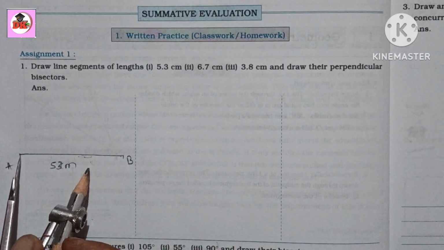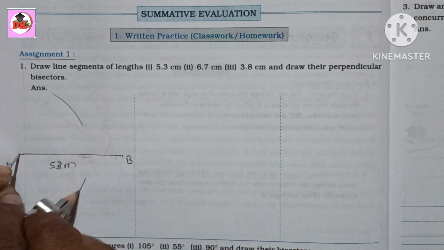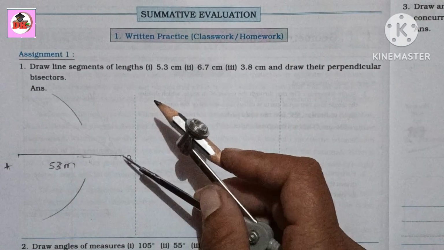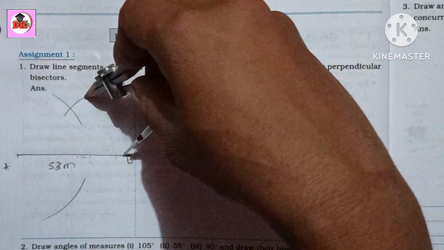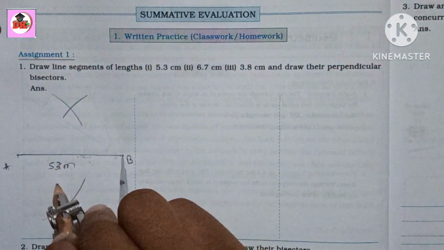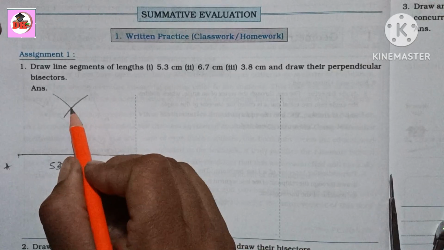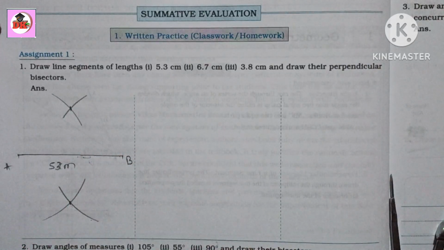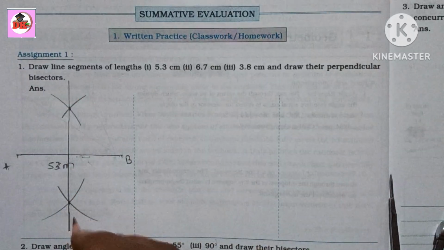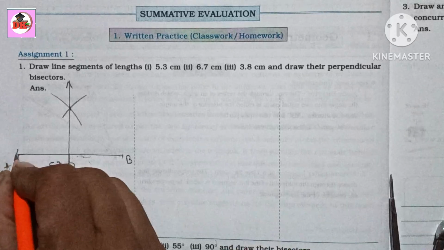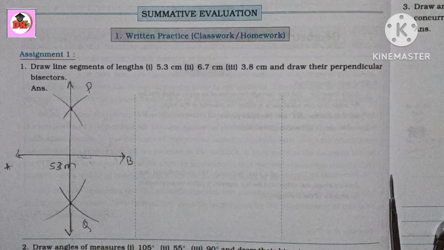I put the compass on point A and cut here and also cut here. After that, I put the compass on the B point and cut here like this and cut here like this. We got 2 points here, one is here, another one here. Please join these 2 points. Okay, this one is our perpendicular bisector. Yes, all of you understand?